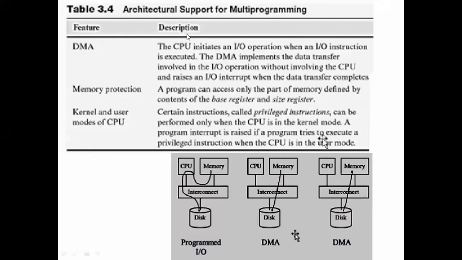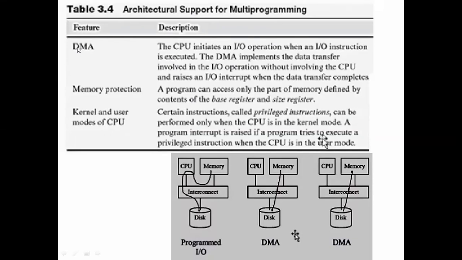Under any heading, look at what all has been explained. The present heading is architectural support for multi-programming, and under this particular heading we have these many features and explanations. So the first feature is DMA.